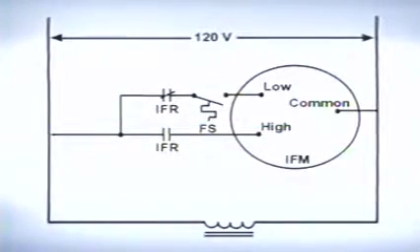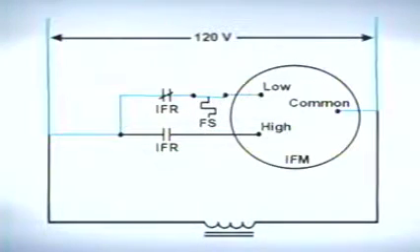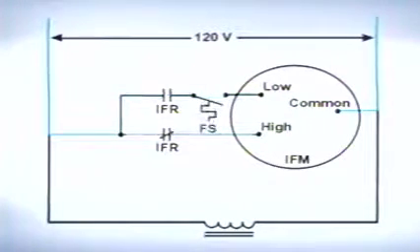Relays can also be used to change the speed of a fan motor depending upon the system's mode of operation. In the schematic shown here, the indoor fan will operate at low speed during the heating mode and at high speed when operating in either the cooling or fan-only modes.